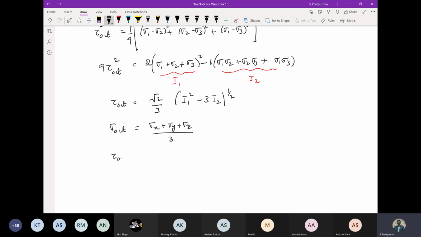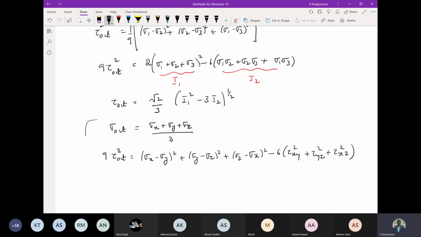And similarly, tau octahedral can be written as: 9 tau octahedral square is equal to sigma x minus sigma y square plus sigma y minus sigma z square plus sigma z minus sigma x square plus 6 times tau xy square plus tau yz square plus tau xz square. So I can also write in terms of these two. So these are some of the other values of normal as well as shear stress.